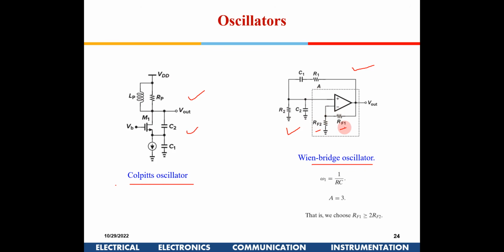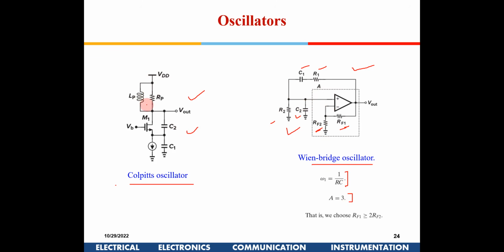Okay, so what should be the value of RF1? What should be the value of RF2? What are these R1, C1, R2, C2? Okay, how to design an op-amp based amplifier for various frequencies. So that is the design of an oscillator.